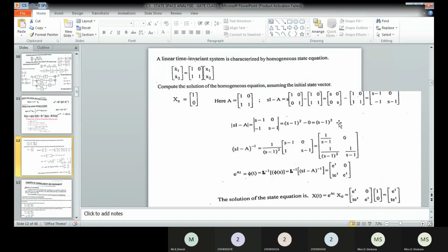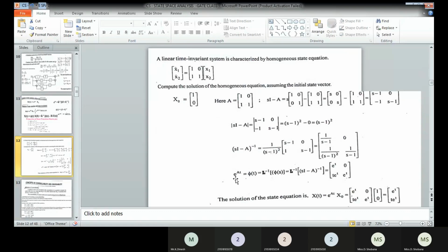The determinant is nothing but (s minus 1) the whole square. Then we have to determine (sI minus A) the whole inverse, which is nothing but the transpose of the cofactor of (sI minus A) divided by the determinant of (sI minus A). The determinant is already determined, so 1 divided by (s minus 1) the whole square, and then we have to determine the cofactor. The cofactor for this will be [s-1 0; 1 s-1]. Now multiply within the bracket and we will be getting (sI minus A) inverse like this.